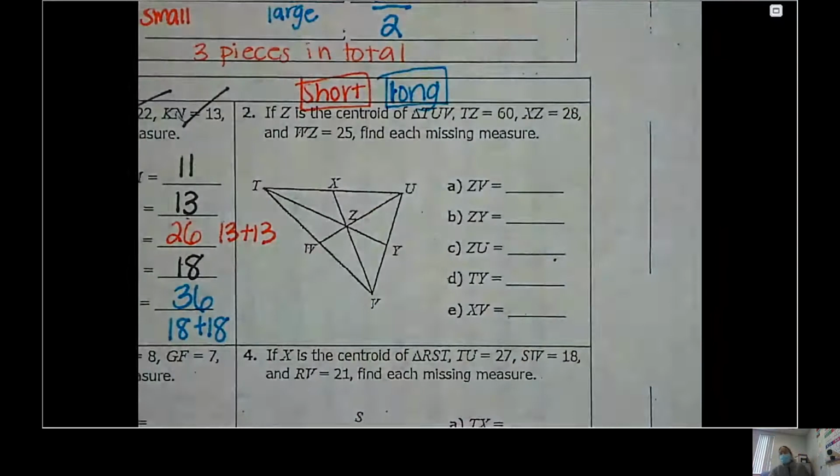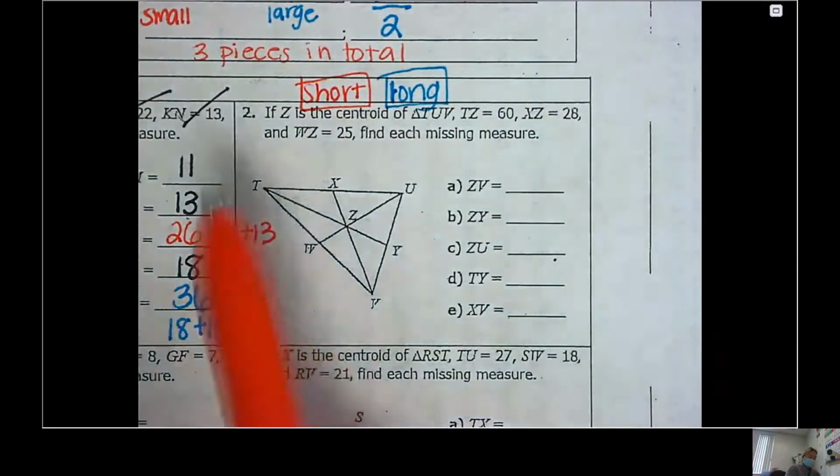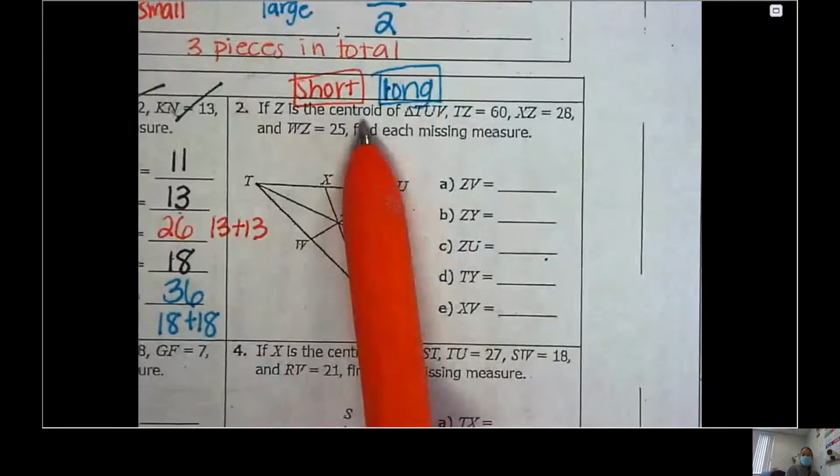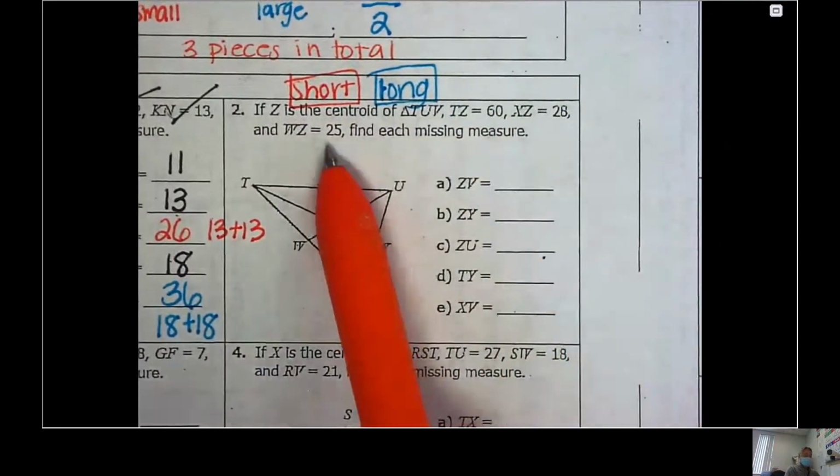So this is why you have 2 highlighters. You're just going to highlight the pieces with me. One for short, one for long. Okay. If Z is the centroid, find each missing measure given these 3.